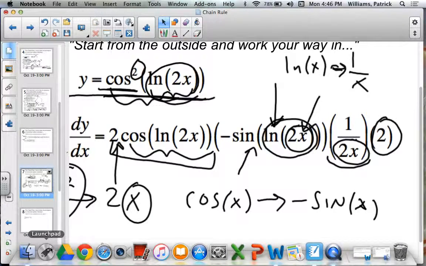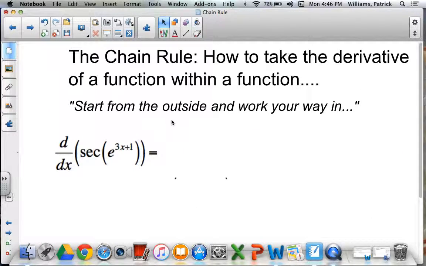Okay, so in the last video we introduced the chain rule and we ended with this problem right here. So in this video what we're going to do is go through four more examples of applying the chain rule just so you guys can get some practice doing it.